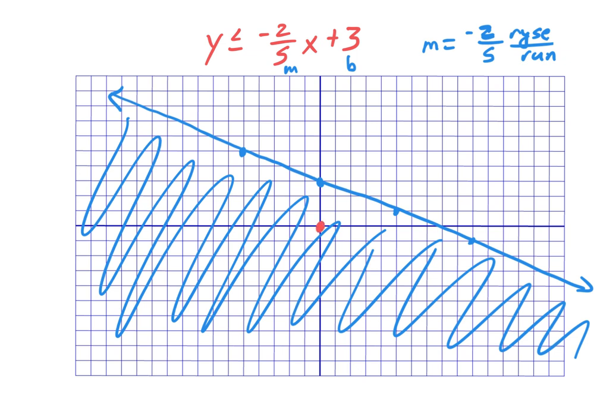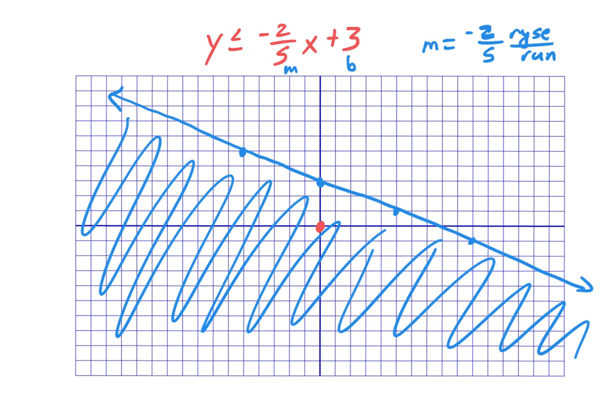I love 0, 0, because 0, 0 is a piece of cake. Negative 2/5 times 0 is 0. 0 plus 3 is 3. My y value is 0. Is 0 less than or equal to 3? That is a true statement, and it should work, right?